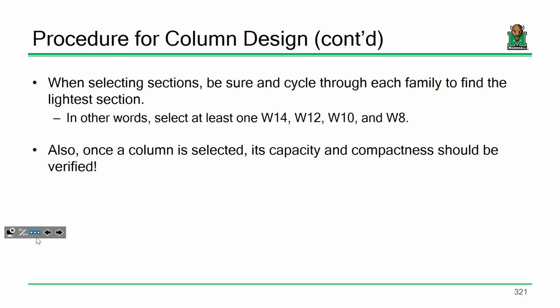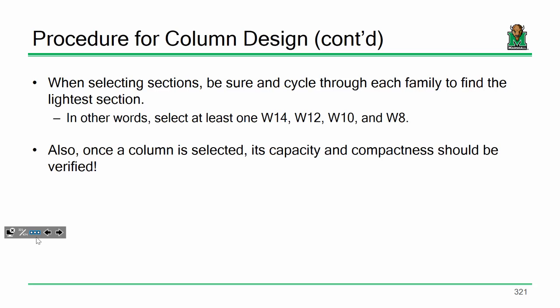My second point is in regards to what I mean by a family of shapes, or these trial sections. What you're going to want to do when you go through and select these sections is cycle through what I'm calling each family to find the lightest shape. In other words, when you're going through this iterative process, pick at least one W14, at least one W12, at least one W10, at least one W8, if you can. Sometimes, for instance, you go through the W8s and there just isn't any shape that would work. Okay, so we'll cycle through a number of shapes to pick the one that works.